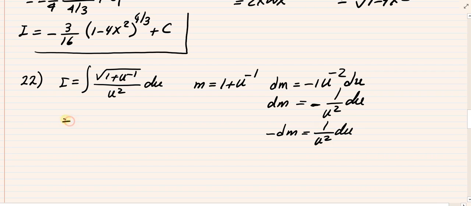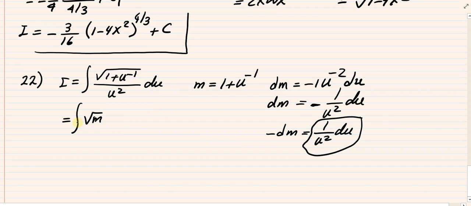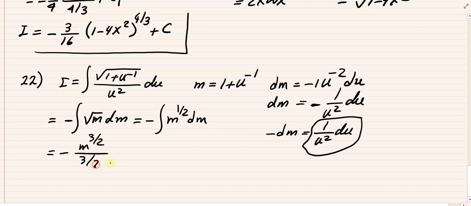Now, the integral is going to be that of the square root of the radicand, that's just the square root of m, isn't it? And du over u squared. You see that? That's just negative dm. So I'm going to replace that by negative dm. That means I need to put a negative outside the integral symbol. And the integral, of course, of m to 1/2 dm is what we're doing. Using the power rule, that's going to be m to 1/2 plus 1 is 3/2 divided by 3/2 plus some constant. And that would equal negative 2/3 m, which is 1 plus u to negative 1, to 3/2 plus a constant.